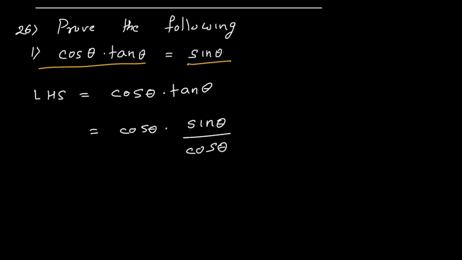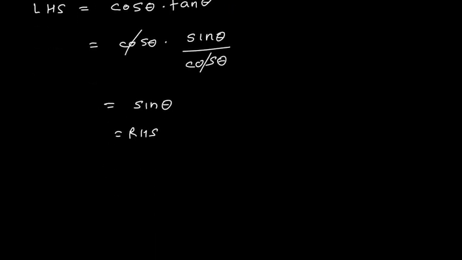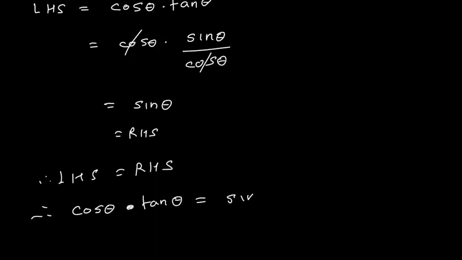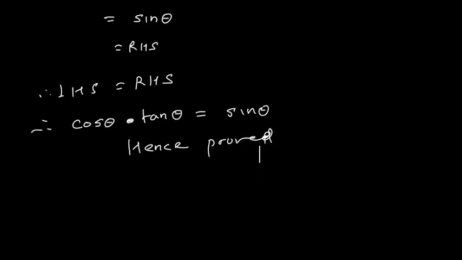Now this cos theta and this cos theta we can cancel, and what did we get? We got sin theta, which is the right hand side. So left hand side is equal to right hand side. Therefore LHS is equal to RHS. Therefore, cos theta into tan theta is equal to sin theta. Hence proved. Simple question. Okay.